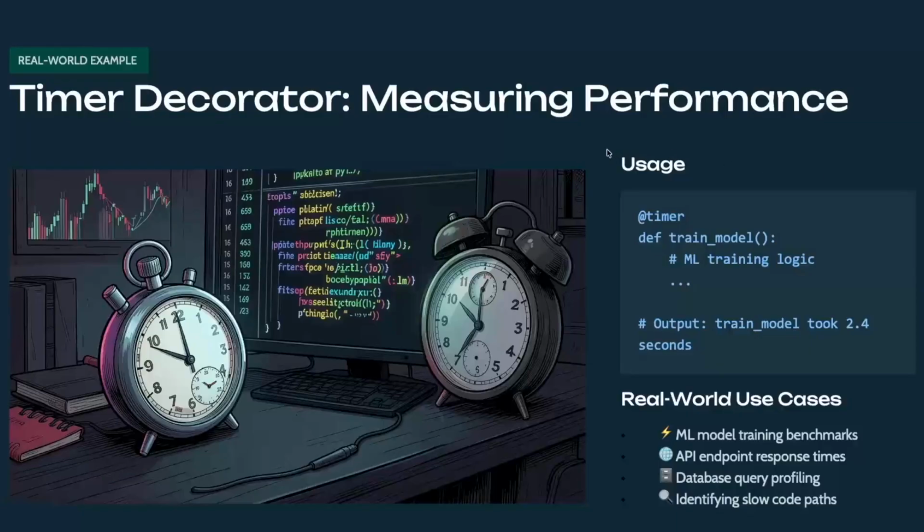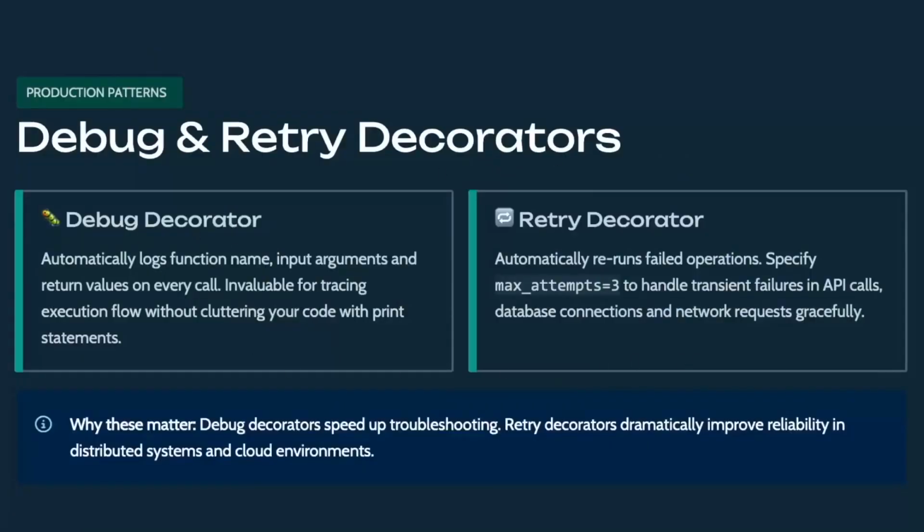The second one is the debug decorator. A debug decorator automatically logs our function name, the arguments, and the return values. This helps developers trace execution flow without adding dozens of print statements throughout the codebase.